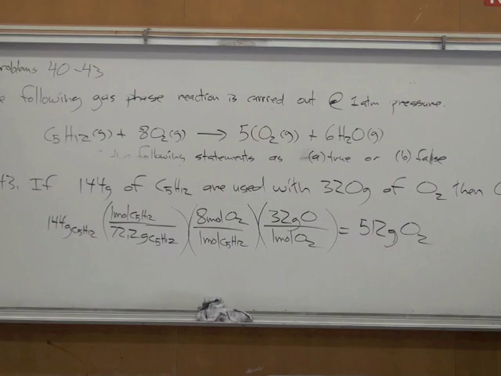Yes, what was your question? How did you get 32 grams as equal to 1 mole? Because what's the atomic mass of oxygen? 16 grams. And there's 2 oxygen atoms. Oxygen is a diatomic molecule, so 32 grams per mole. Okay? Any other questions?